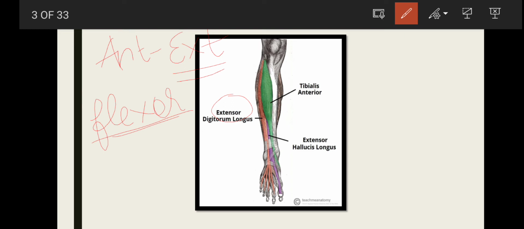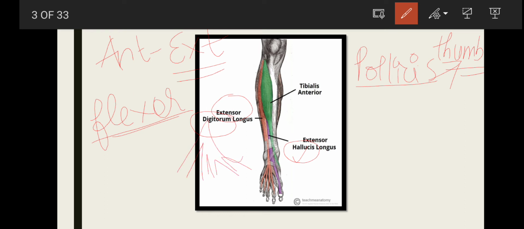Another thing to note is the term hallucis, which refers to the great toe. In the upper limb you had pollicis longus; pollicis refers to the muscle that goes towards the thumb, like flexor pollicis longus. Here, when it goes to the great toe, it is termed hallucis. Hallucis longus refers to a tendon which goes towards the great toe. Digitorum is the one which gives off four slips.